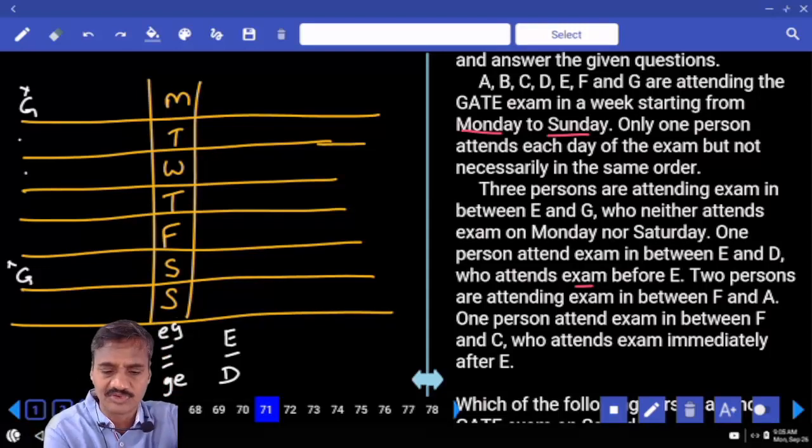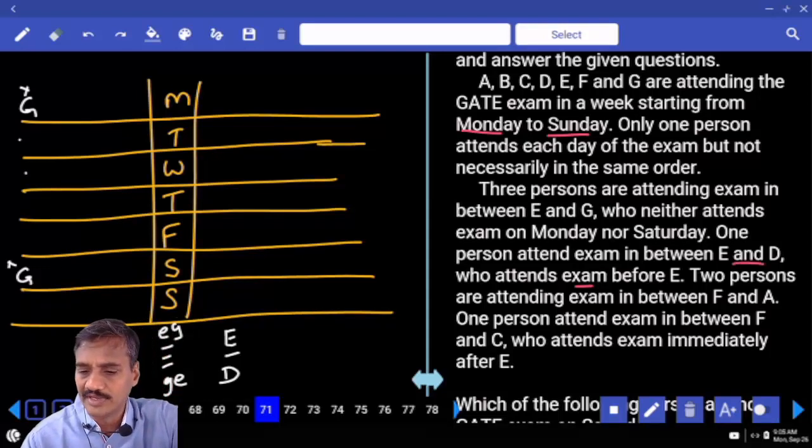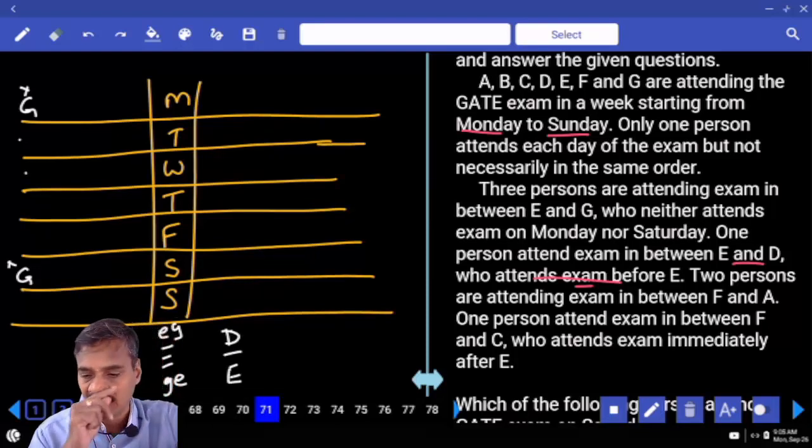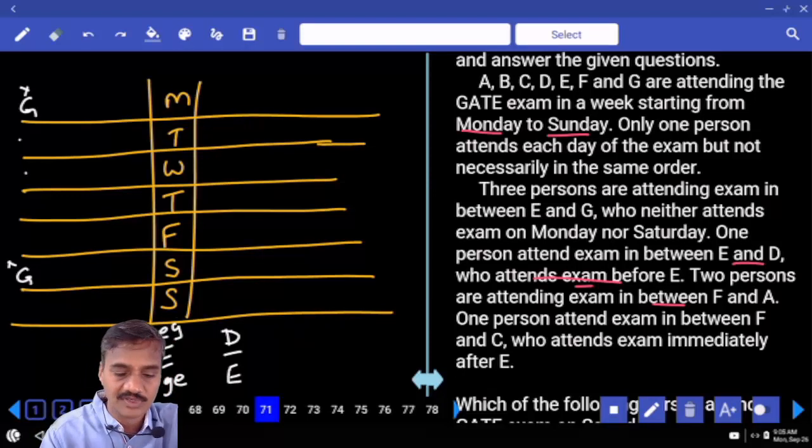And one person between E and D. And D who attends exam before E అన్నాడు. Now who is before E? D is before E. Now D attends the exam before E. అంతే కదమ్మా. D is before E. And 2 persons between A and F. Now in between A and F there must be exactly 2 persons.